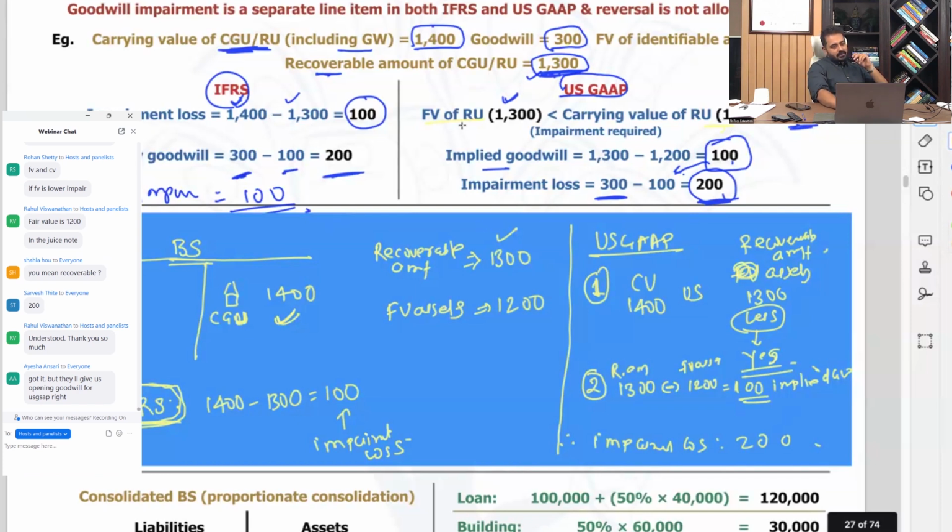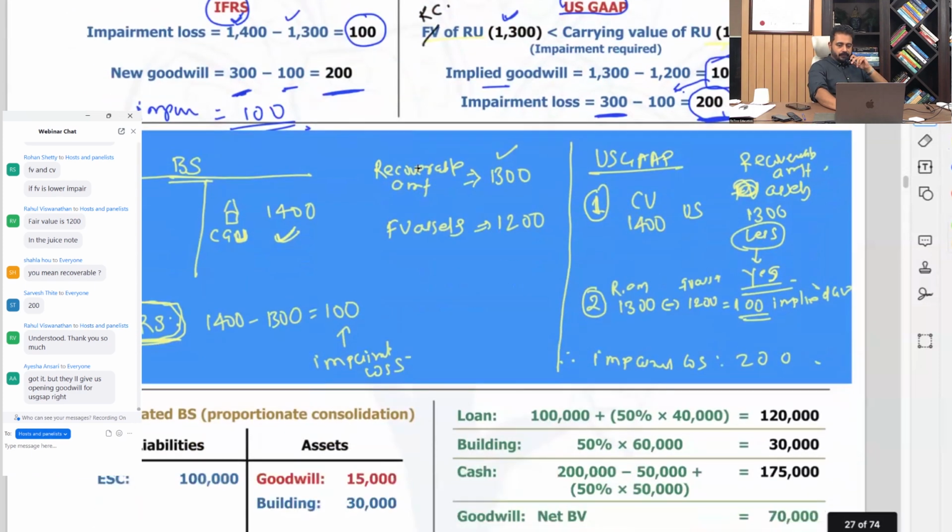This should be recoverable amount of the reporting unit. Okay, this is done.